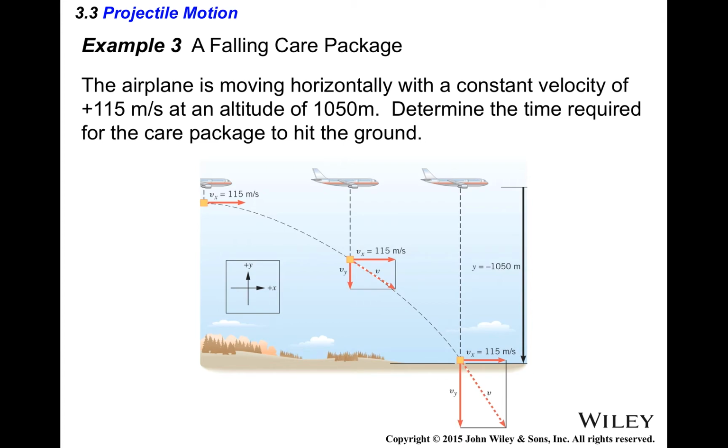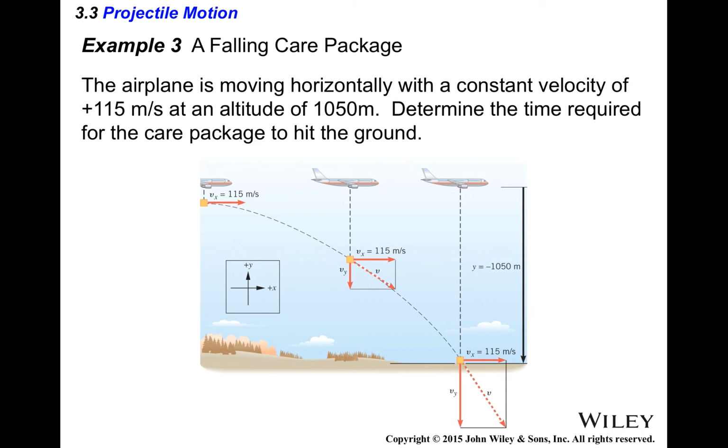But look at this y component of the velocity. It's getting bigger and bigger. Why? Because that's where the acceleration is taking place. And so the total velocity is this huge velocity vector coming this way.